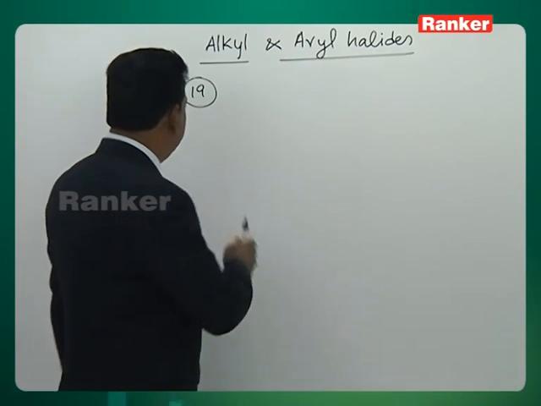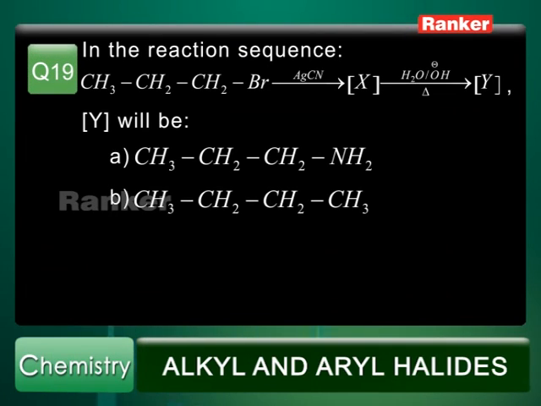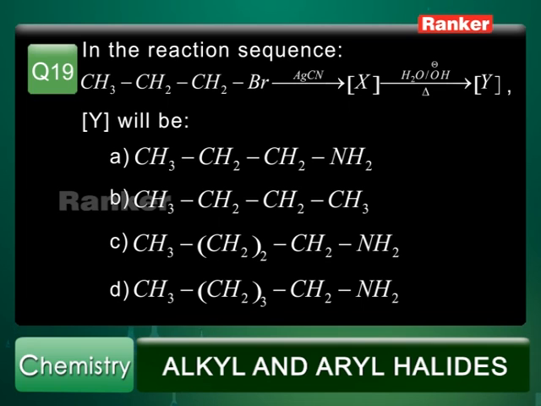Let's go to question number 19. In the reaction sequence, 1-chloropropane reacts with silver cyanide, X is formed, and on hydrolysis Y is formed. What is compound Y? Option A is propylamine, option B is n-butane, option C is a 4-carbon, that is 1-aminobutane, and option D is a 5-carbon.